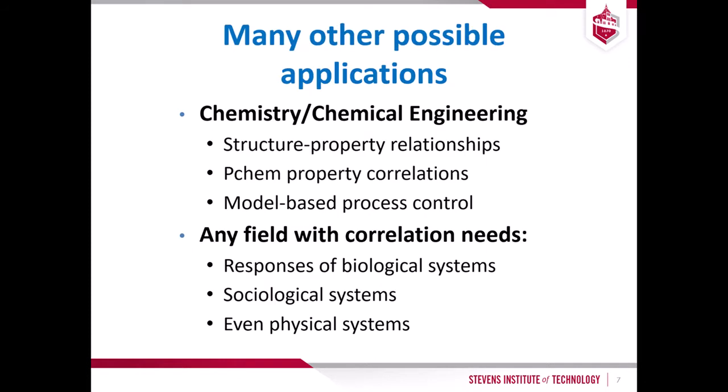In chemical applications, since it's a statistical system that's totally empirical, this has many applications. In chemistry and chemical engineering, it could be used for structural property relationships or physical chemical property correlations, model-based process control. But any field could use this type of analysis, such as biological systems, agricultural plant growth prediction based on numerous variables that affect that, even sociological systems where we don't have even the start for causative, fundamental, mechanistic models, or even where you do have mechanistic models, like physical systems.